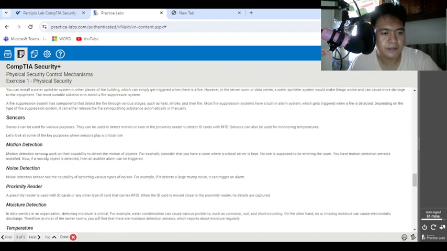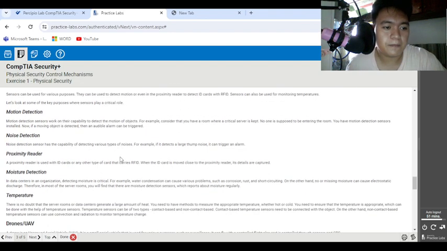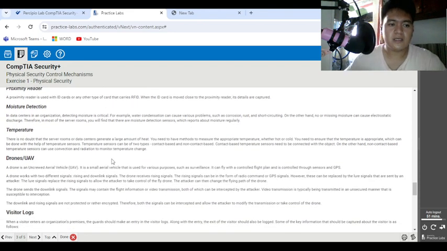Sensors can be used for purposes such as to detect motion, proximity readings, or detect ID cards with RFID. Motion detection: sensors work on their capability to detect motion of objects. Noise detection: sensor capability to detect various types of noises. Proximity: used with ID card or any other type of card that carries RFID.